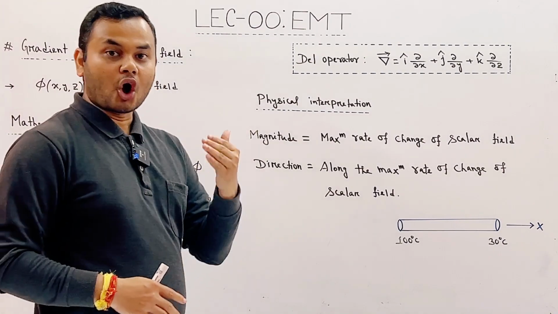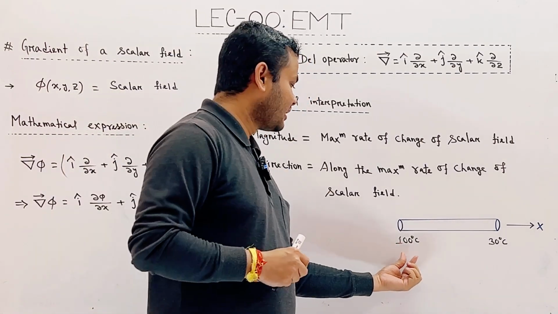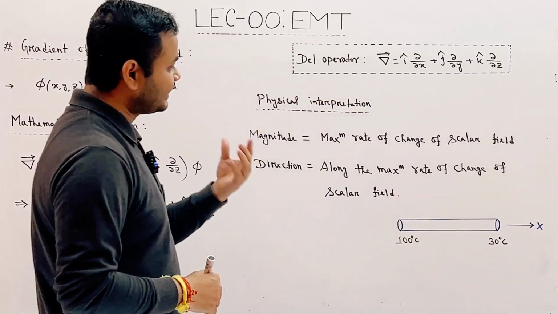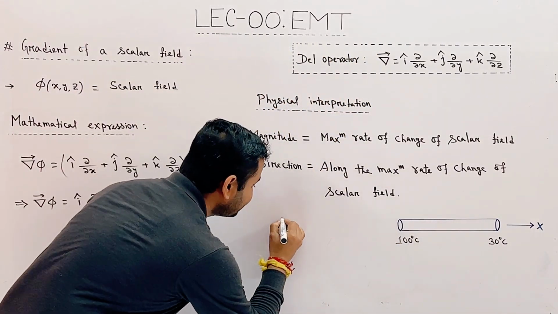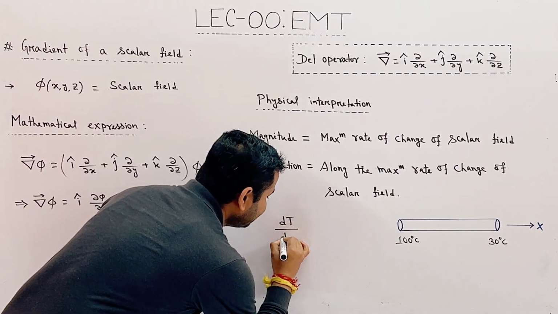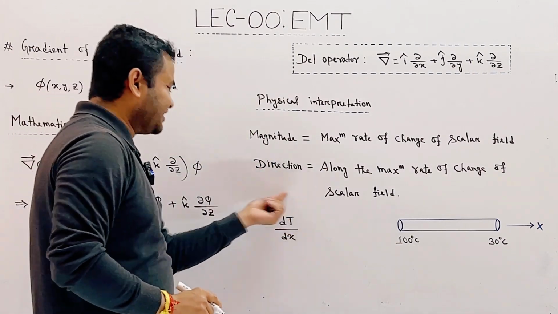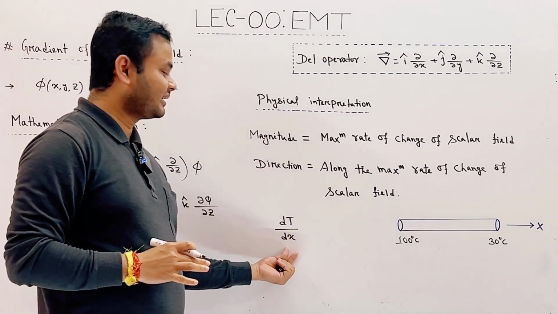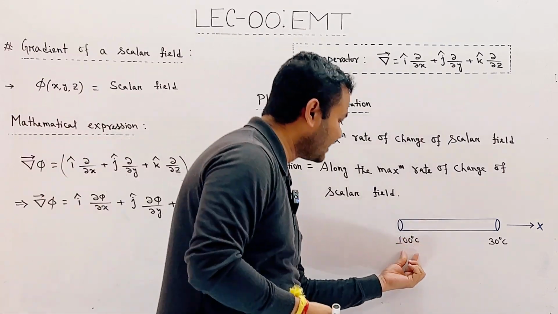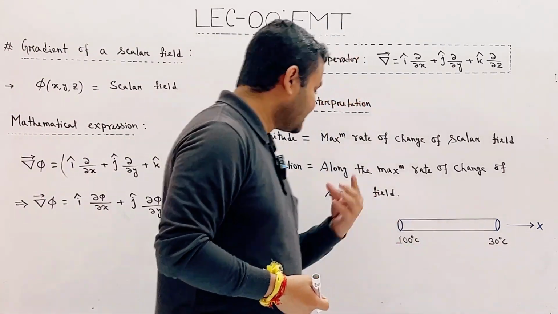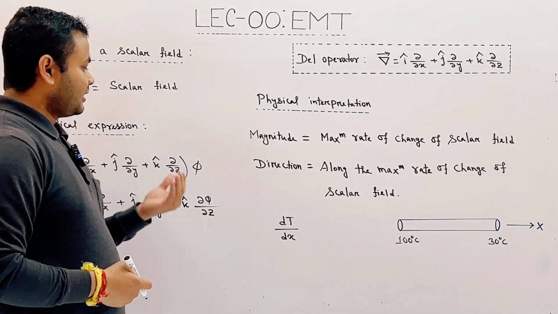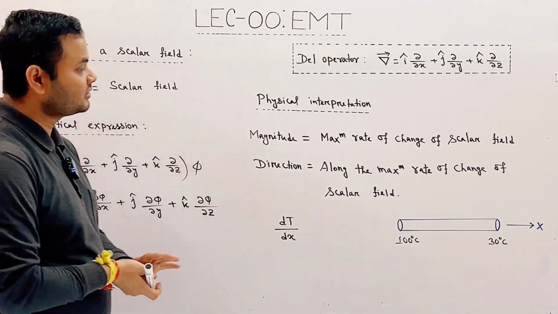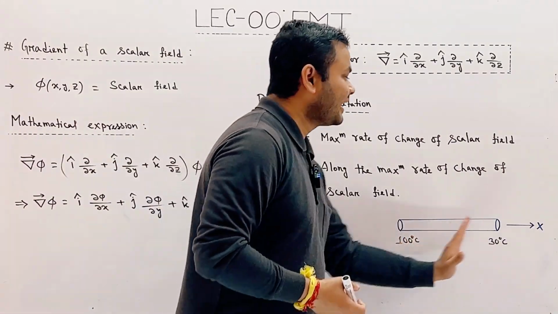Suppose we have a hot rod whose one end is kept at 100 degrees Celsius and the other end is kept at 30 degrees Celsius. The temperature gradient of this rod is defined as dT/dx. The magnitude of temperature gradient tells about the maximum change of temperature per unit length, and its direction is from 100 degrees Celsius to 30 degrees Celsius. Here you have noticed that while defining the temperature gradient, I have not shown the y and z components. It is because heat energy is flowing along x direction only.